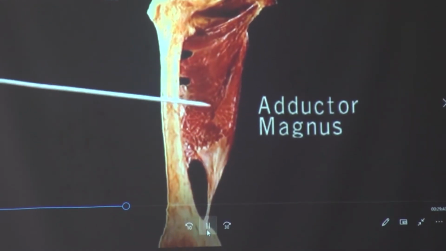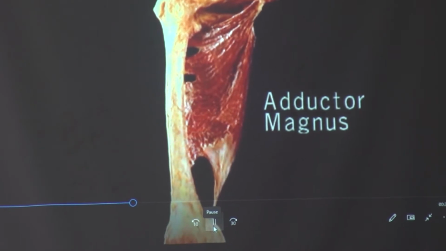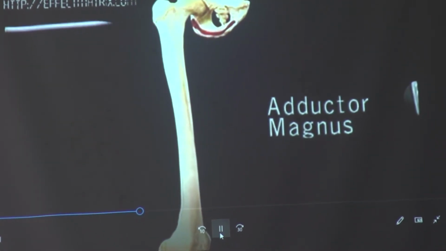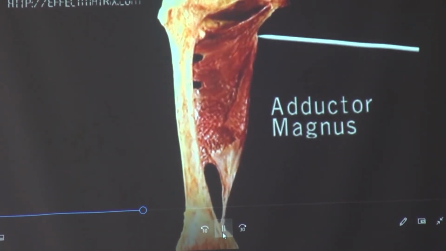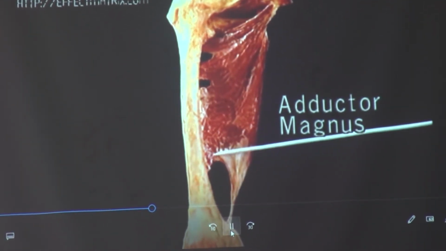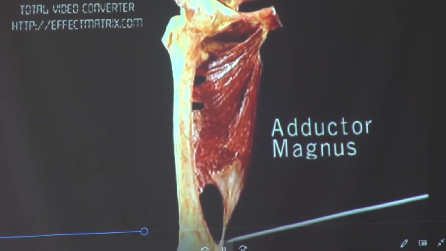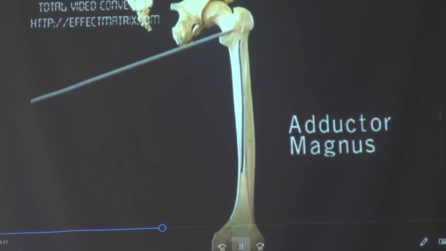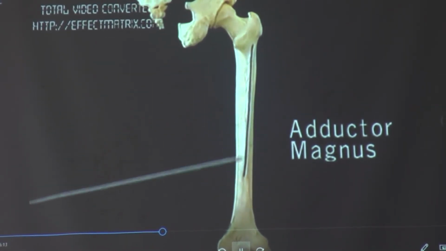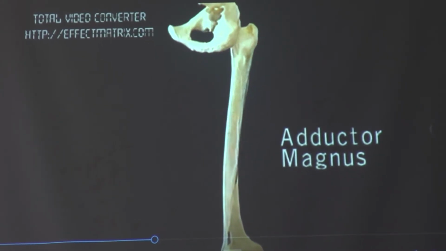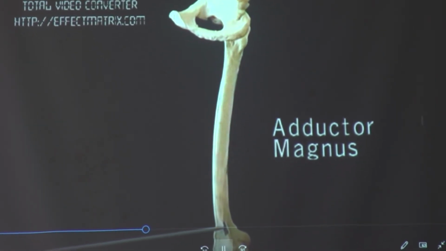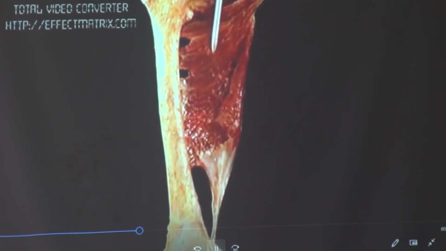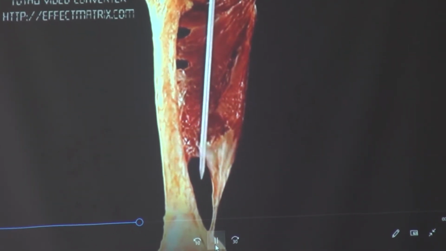Now coming to the adductor muscles, adductor magnus, which has wider attachments from the ischiopubic ramus to the linea aspera as well as to the adductor tubercle. So in between the attachments, it forms an adductor hiatus. So this is the linea aspera where the adductor magnus has attachments, and that's the adductor tubercle where there is a distal attachment of the adductor magnus. So between these two attachments, it forms an adductor hiatus.